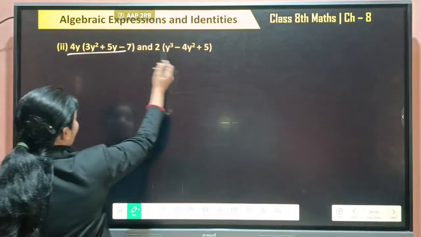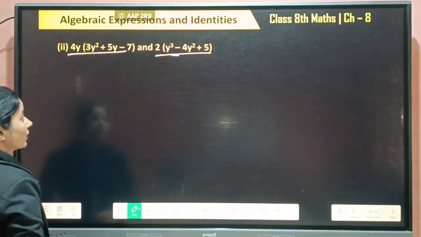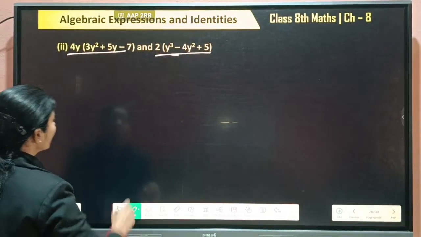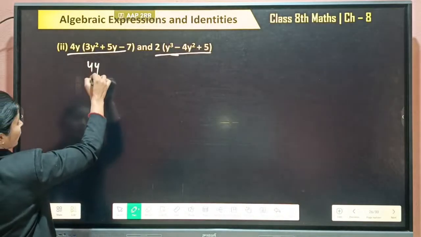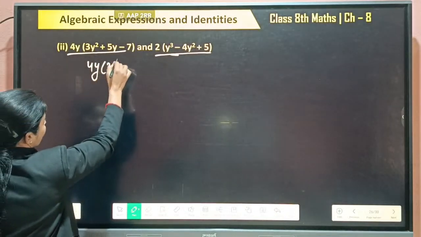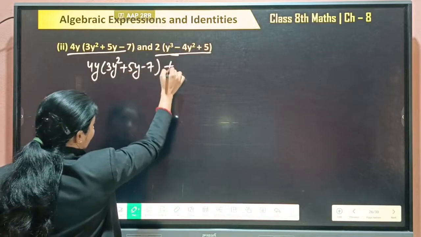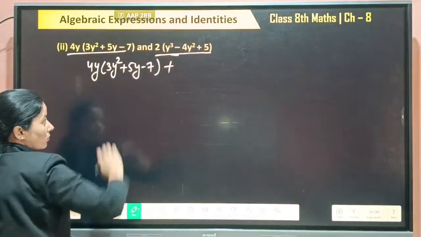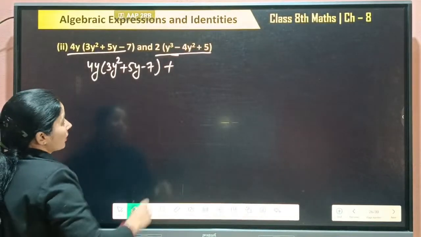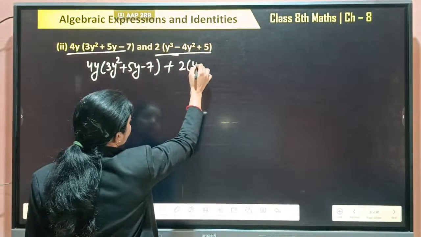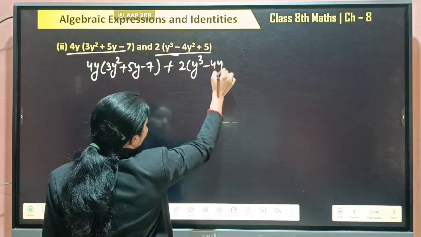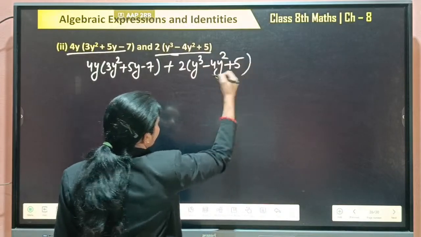This expression and this expression we have to add. So first of all, I'm going to simplify. I'm going to multiply this 4y with 3y square plus 5y minus 7. I have to add these two expressions, so I will put a plus sign between them. y cube minus 4y square plus 5.